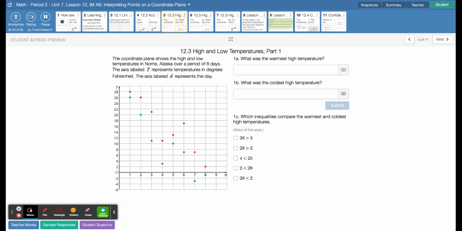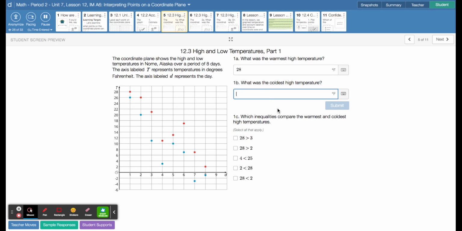Okay, and so here we're going to be answering these questions based on what we see in this coordinate plane. And what we do see here is that the warmest high temperature is what we're looking for first. I do notice I have my units here already written for me, so degrees Fahrenheit. So I really am just looking for a number in this case. So what was the warmest high temperature? Looking at all the high temperatures, the one at the most top, highest is on day 1, right? And on day 1, we notice the warmest high temperature is 28 degrees Fahrenheit, so I can put 28 here.